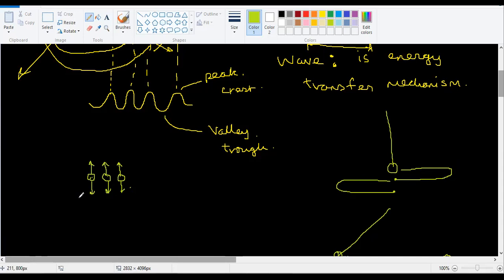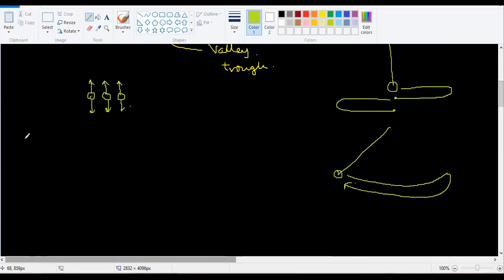However, in the case of the water wave, this is one water molecule. This is going up and down. This is going up and down. This is going up and down. So that means, make a note, in oscillation, it is one particle.